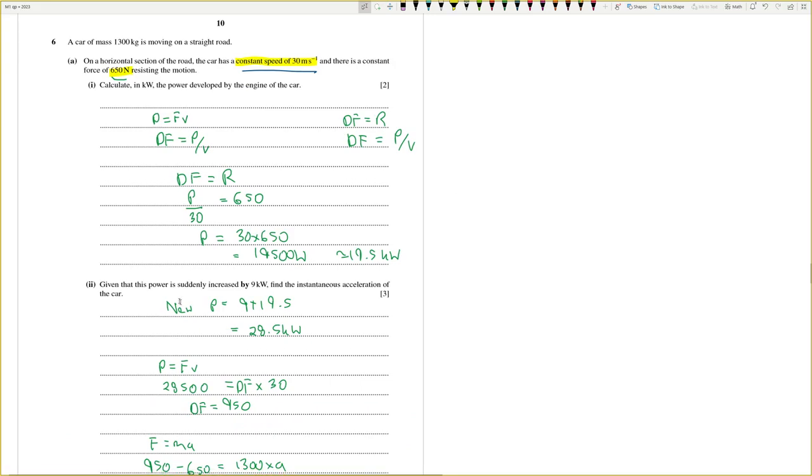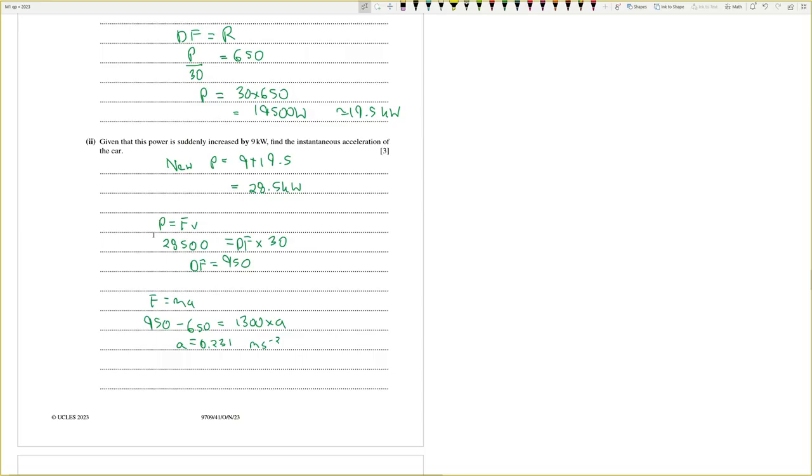Good. Given that this power is suddenly increased by 9 kilowatts, find the instantaneous acceleration. So the new power is 19.5 plus 9, which is 28.5 kilowatts. Now, P is equal to Fv. So we will use the new power, which is 28,500, and we are going to find out the new driving force at a speed of 30 because it is increased suddenly, right? Instantaneously. So currently our speed is still 30 from the previous scenario. That's why we can use this new power, same velocity, new driving force for the time being.